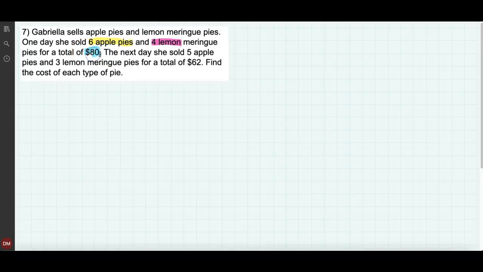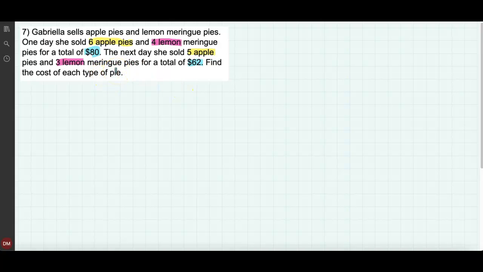And then on the second day, she sells again 5 apple pies, and then she sells 3 lemon pies, and she gets a total of $62. Find the cost of each type of pie.